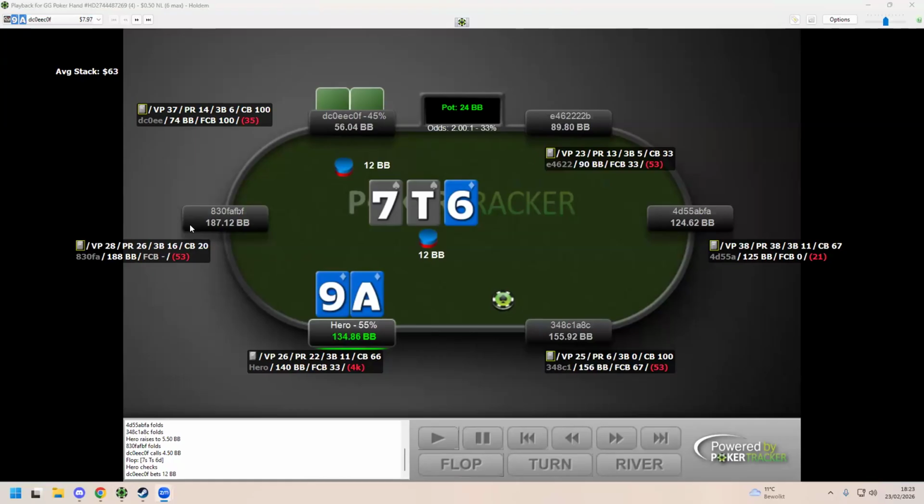Generally when I'm isolating limpers, I'm c-betting range, and we saw that when we drilled the exploitative drills against limpers, that we were c-betting range pretty much every time. And I think this one, if I recall, this texture is a smaller c-bet, and then see what they do.